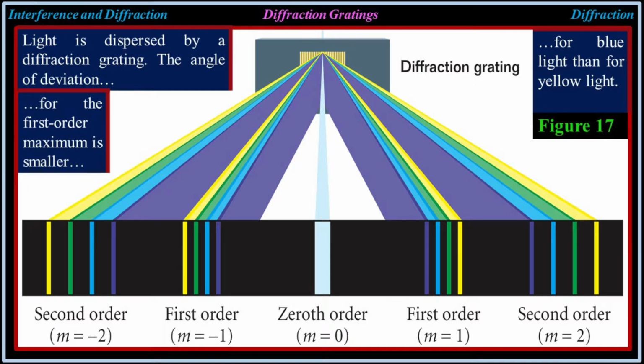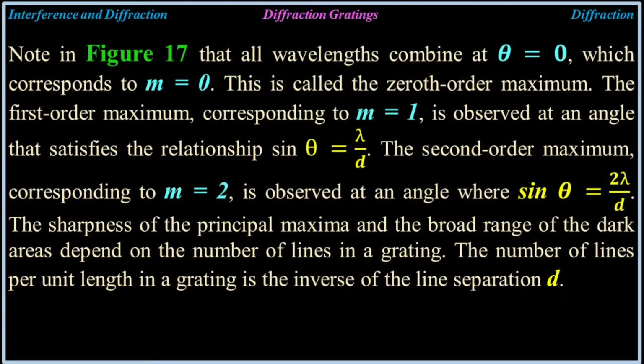Figure 17, light is dispersed by a diffraction grating. The angle of deviation for the first order maxima is smaller for blue light than for yellow light. Fascinating. Absolutely fascinating. Note in figure 17 that all wavelengths combine at theta equals 0, which corresponds to m equals 0. This is the 0th order maximum.